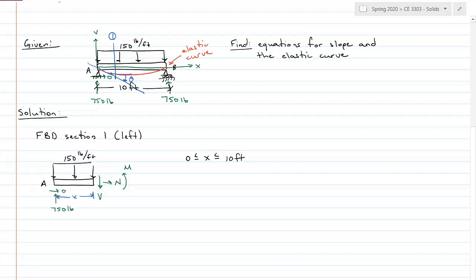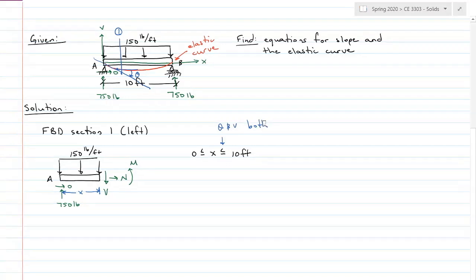Now as we're looking towards the left, pin A is 0 to 10 feet. Now I'm putting this equal sign here because we're now talking about slope and deflection, and both will be the same at B, at 10 feet. So I want that equal sign to be there for slope and deflection, okay?